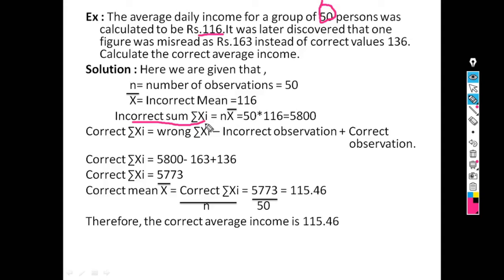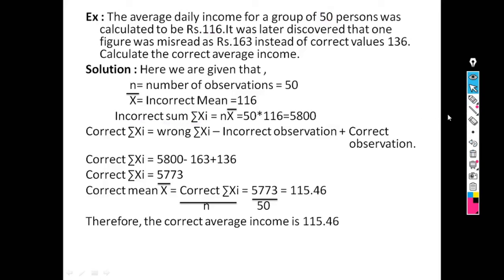Therefore summation of xi is equal to n into x bar. N is 50 into x bar is 116. So it is 5800. So incorrect sum xi is equal to 5800. This is our first step.